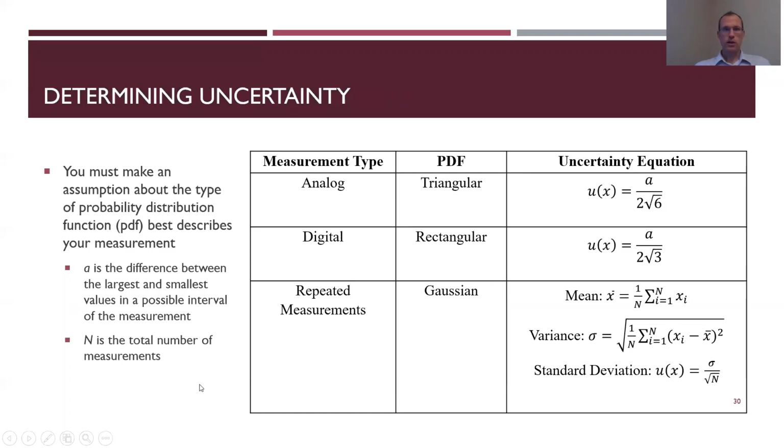So to determine uncertainty, you have to make an assumption about the type of probability density function. Analog measurement types usually have a triangular distribution function, and the reasons for that are explained in the handout. Digital is usually rectangular. Repeated measurements are usually Gaussian. That's just basic statistics. Here are my uncertainty equations, where A is the difference between the largest and smallest values of my measurements, and N is the total number of measurements.